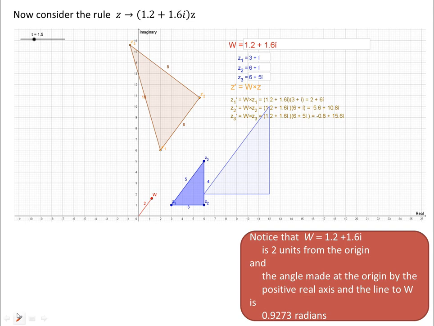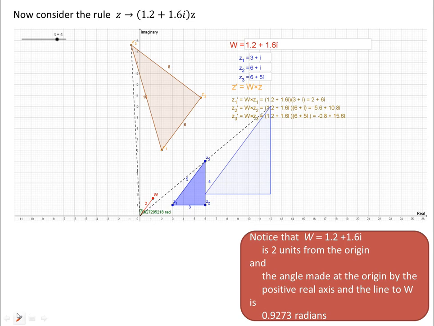To move that enlarged triangle onto the brown triangle, we clearly need to do a rotation. The rotation we can see by going one point at a time. It doesn't really matter which point we take, so I'm taking in fact z3 and seeing where its image after the enlargement ends up after the rotation. And we can see that it's turned through an angle of 0.927 radians.